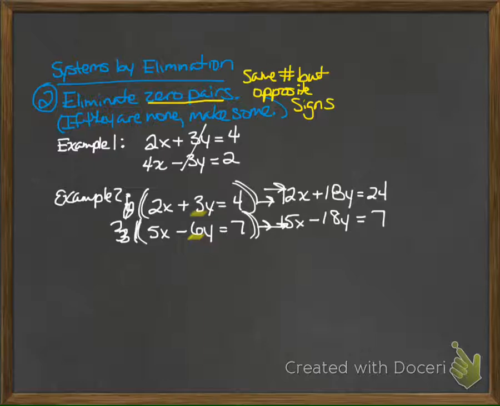But the 3 times the 5x is 15x, 3 times negative 6y is negative 18y, and 3 times, ooh, I made a mistake there. That's supposed to be 3 times 7 equals 21. Okay, now do you see there in front of the y terms, the coefficients are the same but opposite signs, so they can eliminate now.